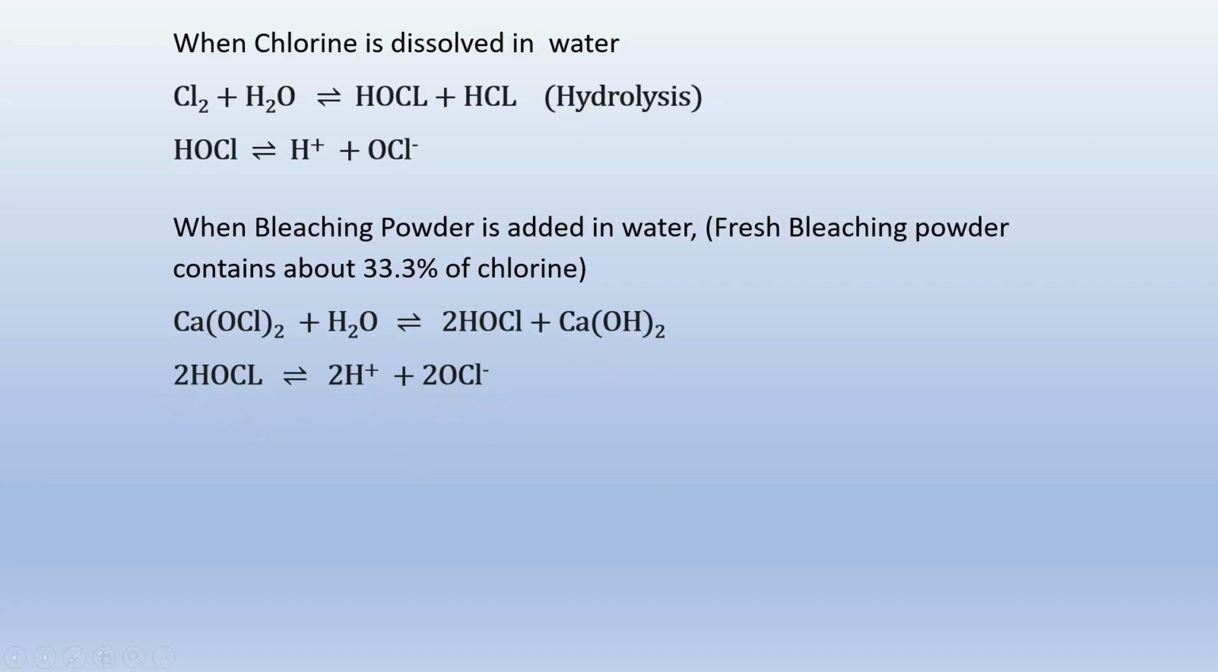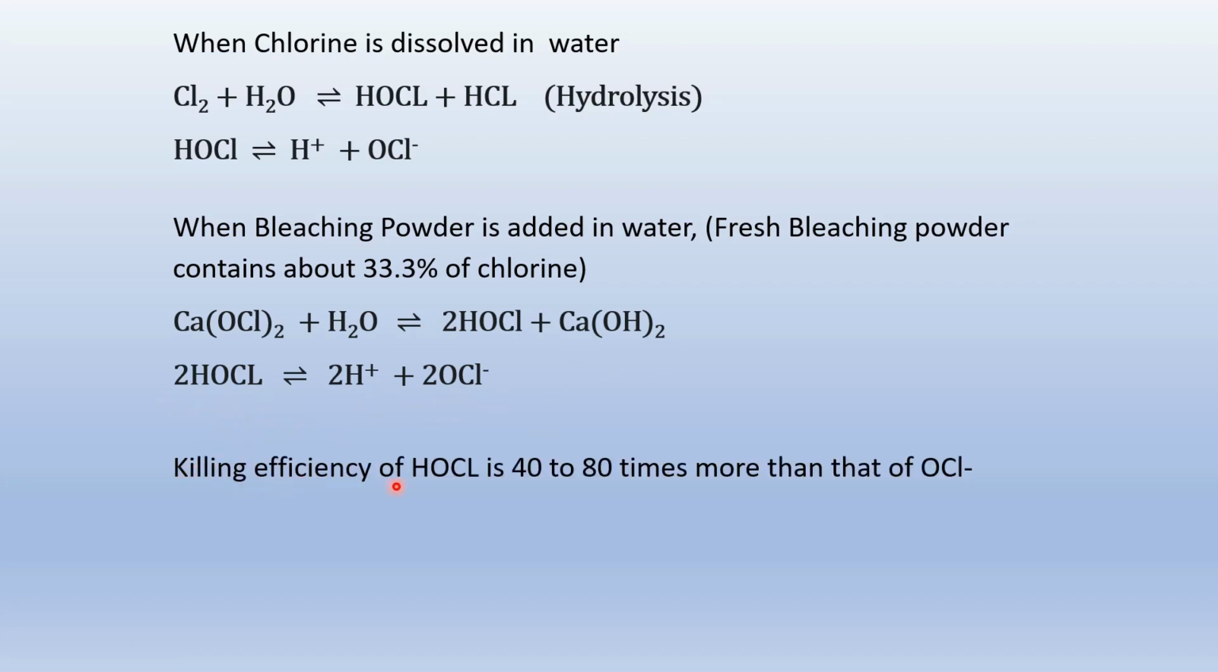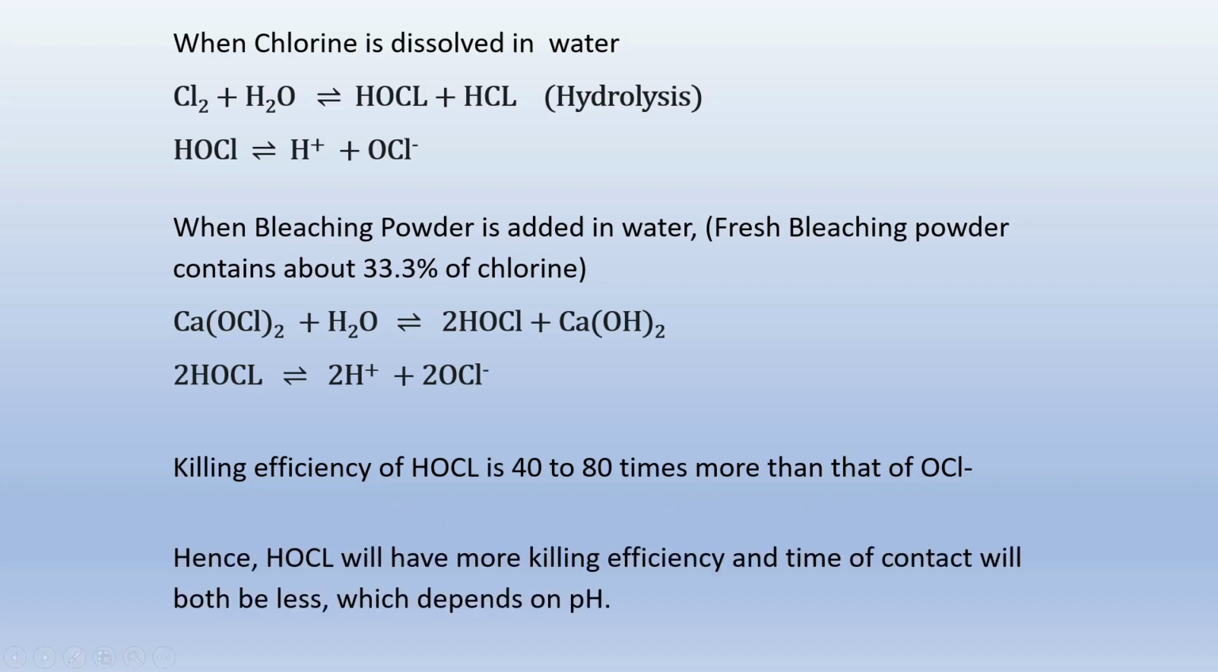the pH. The killing efficiency of hypochlorous acid is about 40 to 80 times more than that of hypochlorite ions, so it is better to keep the chlorine in the form of hypochlorous acid as it is well suited for disinfection. Again, hypochlorous acid will have more killing efficiency and the time of contact will be less, which also depends upon the pH.